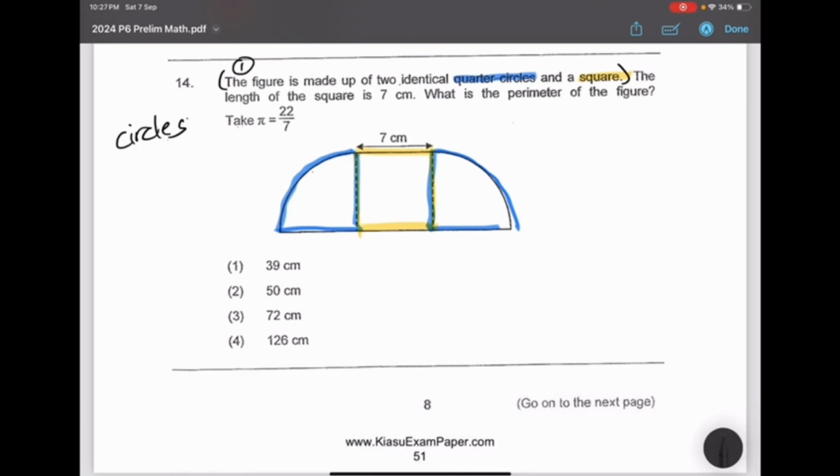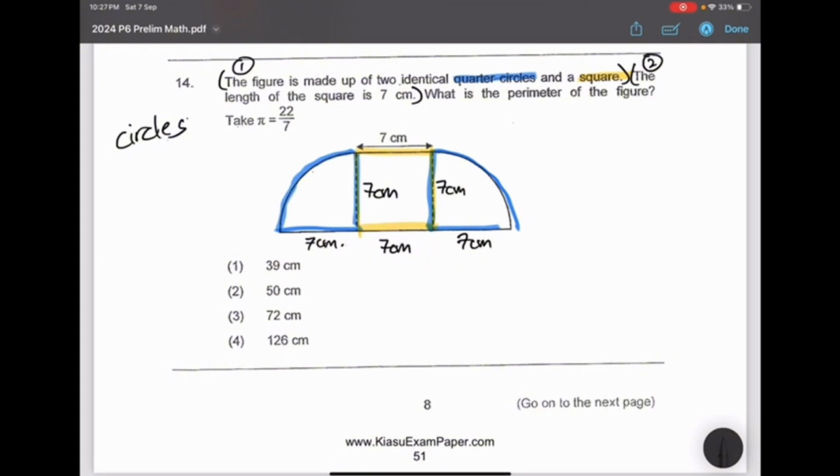Okay, moving on to sentence number 2. It says that the length of the square is 7 cm. The properties of a square is that all sides are the same. So we have 7 cm on each side over here. And we can see that one side of the square is in contact with one side of the quarter circle, which is also the radius. So therefore, we know that the radius of our quarter circles are 7 cm as well.